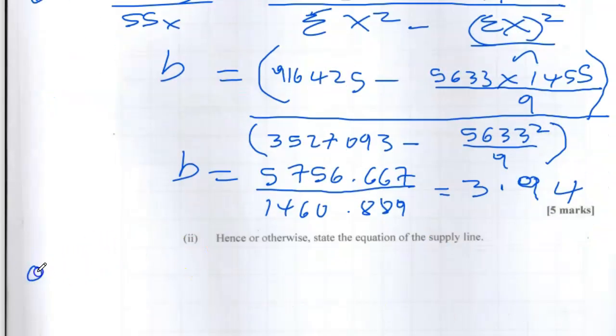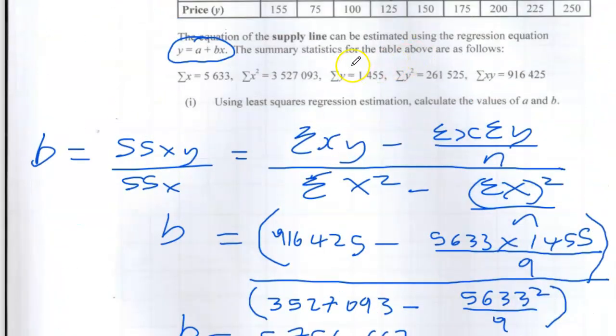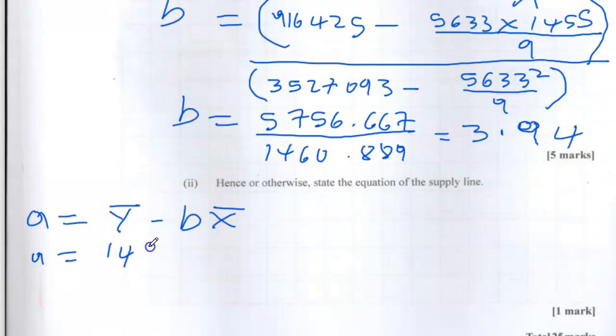The formula for a is y bar, and y bar just means y average, minus b times x bar. So notice to get a, you need b. Y bar is the sum of all the y values divided by n. The sum of all the y values is 1455, so y bar is that divided by n, which is 9. So that's 1455 divided by 9, the average of all the y values.